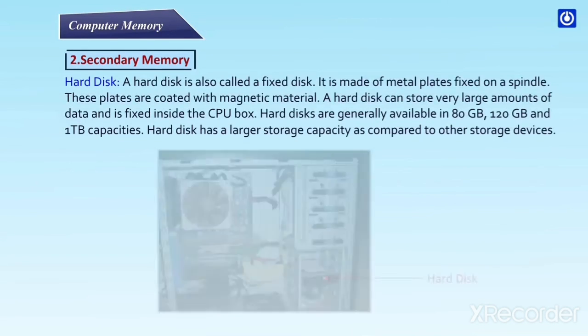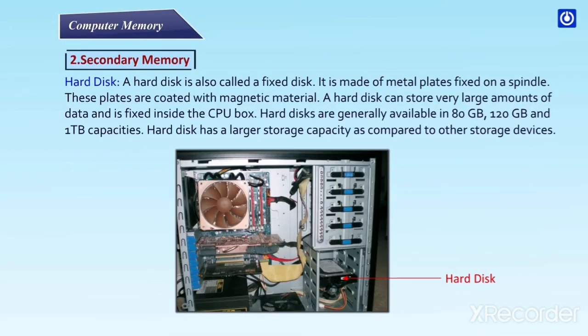Hard disk. A hard disk is also called a fixed disk. It is made up of metal plates fixed on a spindle. These plates are coated with magnetic material. A hard disk can store very large amounts of data and is fixed inside the CPU box. Hard disks are generally available in 80 GB, 120 GB and 1 TB capacities. A hard disk has a larger storage capacity as compared to other storage devices.